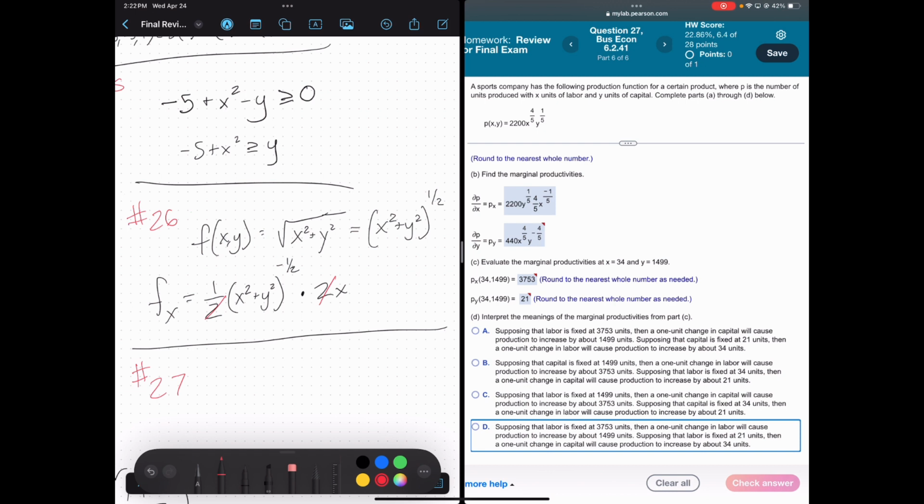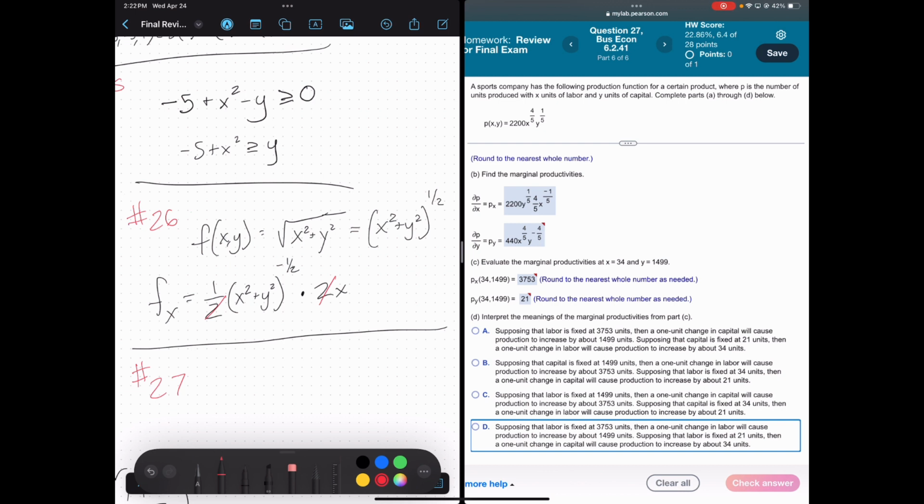If I think about P sub x, my marginal in terms of x, x is labor, y is capital. What are we assuming about y if I'm taking my marginal in terms of x? We're assuming that it's staying constant.